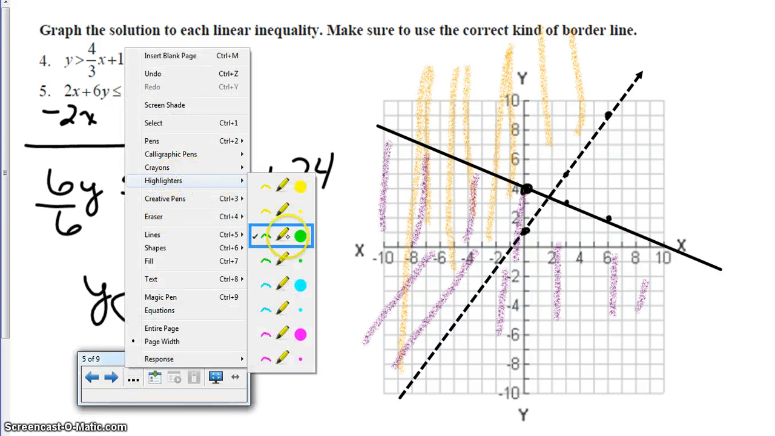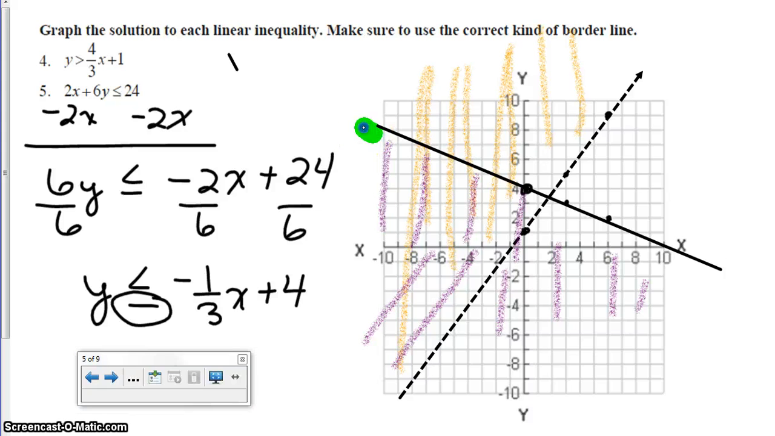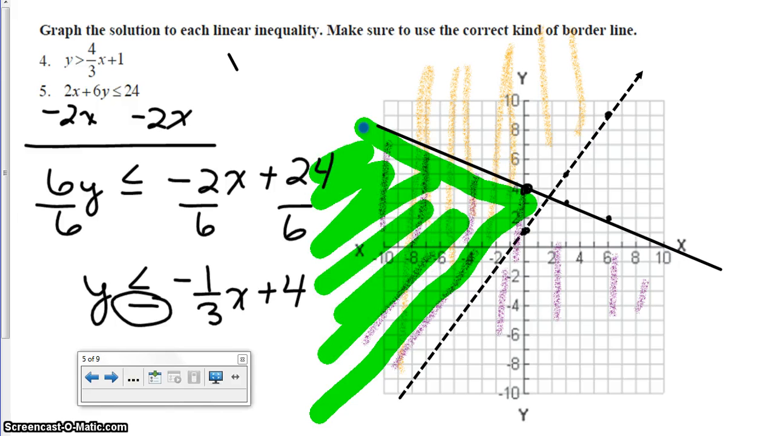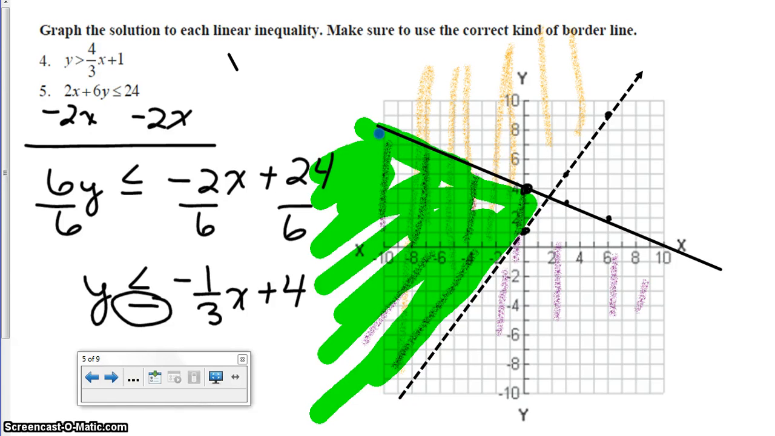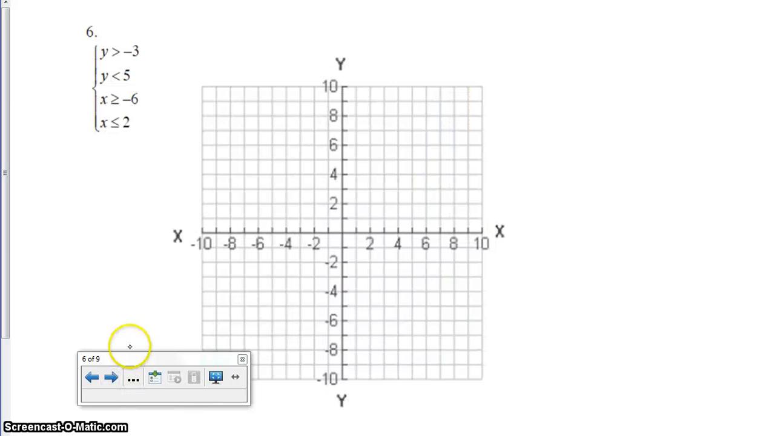So if I want to take a deeper color, which I do, my solution set is anything that is in this area to infinity and beyond. And also, here's another hint. It also includes this boundary line right here because the boundary line is solid, but it does not include this boundary line. Why doesn't it? Because that one's dashed. All right.